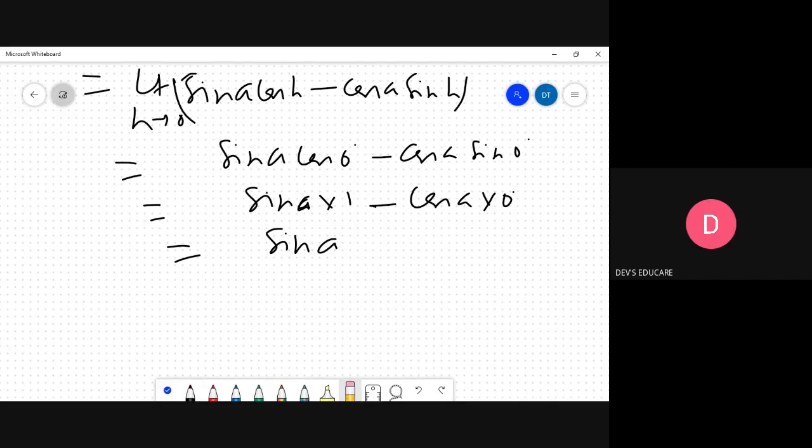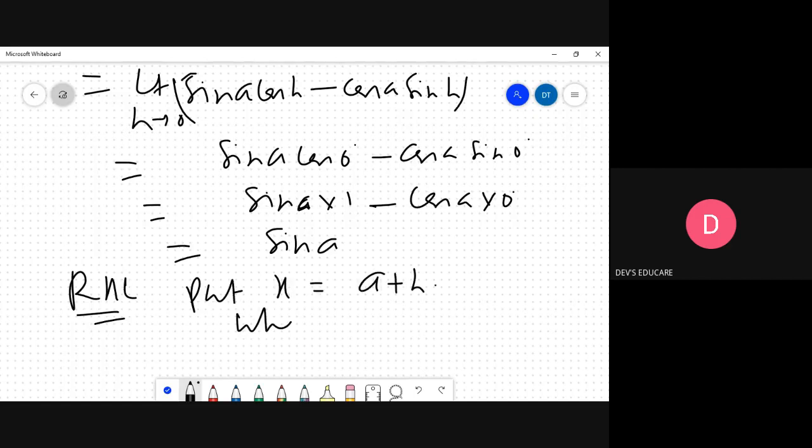So this is one. Now RHL, put x equals a plus h. When x is approaching a, h is approaching 0.